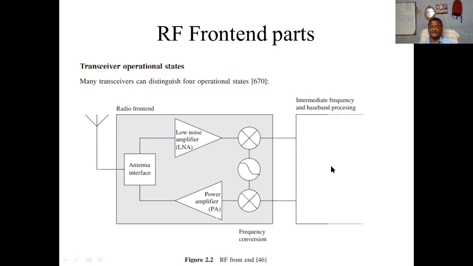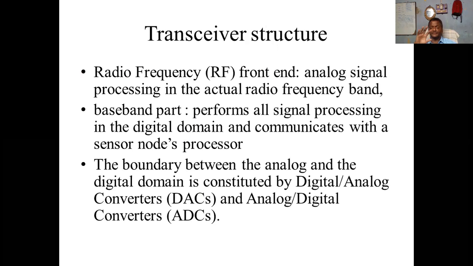But in this class I want to discuss the RF front end parts. What is the RF front end and what is the baseband? You already know that RF stands for analog and baseband stands for digital. So the transceiver is a combination of both analog and digital. In the RF front end, analog signal processing happens in the actual radio frequency band. Baseband is used for digital signal processing in the digital domain.